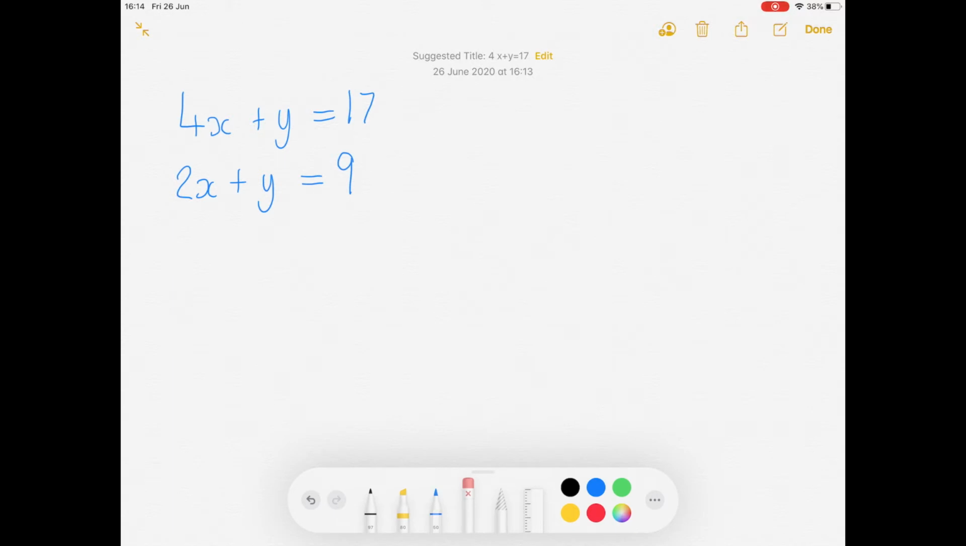Okay, so starting today, we've got 4x plus y equals 17, and we've got 2x plus y equals 9. We've got two separate equations here, and our aim is to solve them simultaneously, meaning at the same time. The problem with simultaneous equations is we often have two unknowns. We've got x and we've got y, and the same on that side.